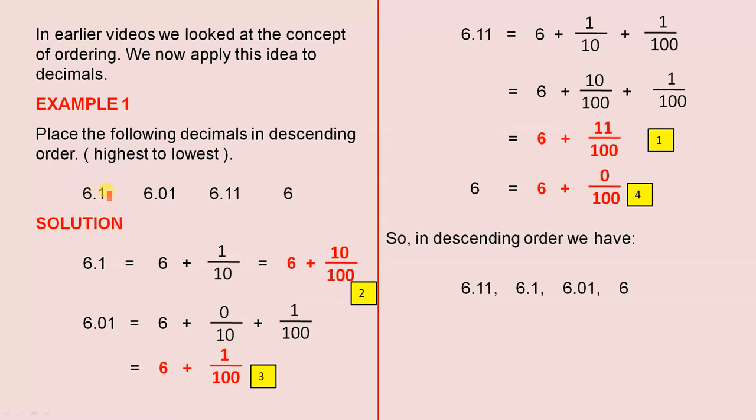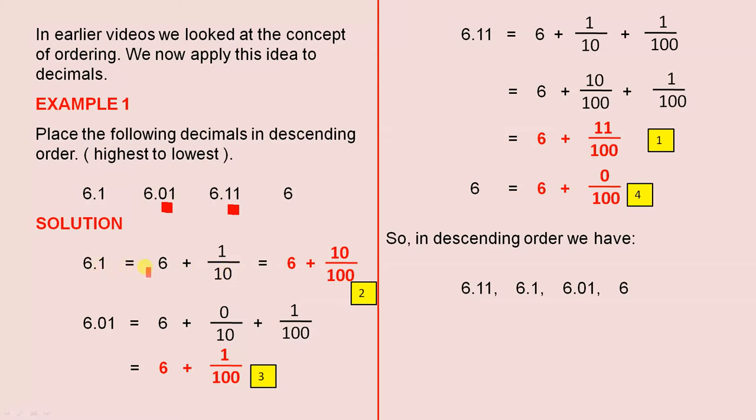And we have 6.1, 6.01, 6.11 and 6. Now I want you to notice here we're going to do two decimal places, which means we're going to put the decimal part of the number over 100. So each of these are going to go over 100, and that'll give us some consistency. We'll have the same denominators, common denominators, and it's easy to make a comparison. Let's see how it works.